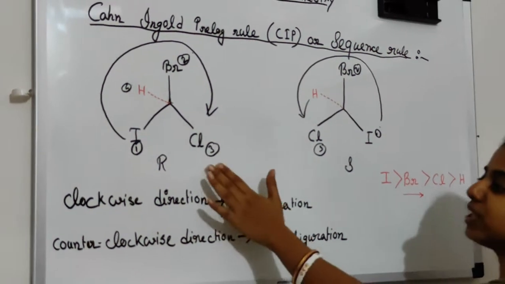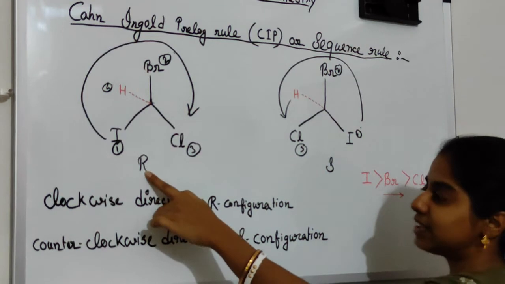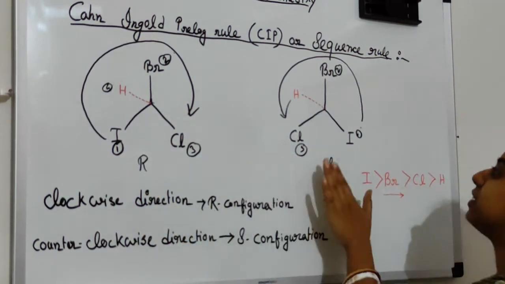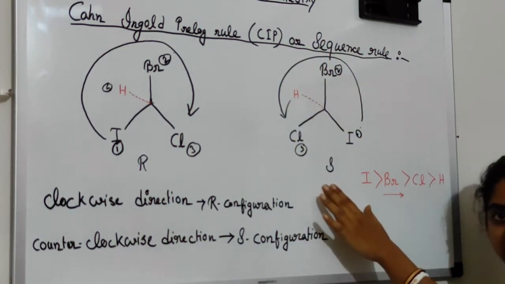So when the direction is clockwise, this is the R configuration of the compound, and when it is the counterclockwise direction, this is our S configuration, right?